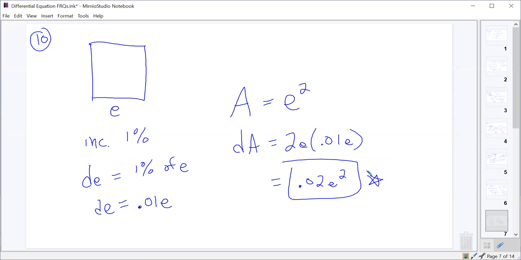Does that make sense? So it's just a differential, but they did it in terms of a percentage of the original amount, rather than two numeric values. Is that good for number 10? Yes. All right. That is all of the questions that people asked for yesterday.